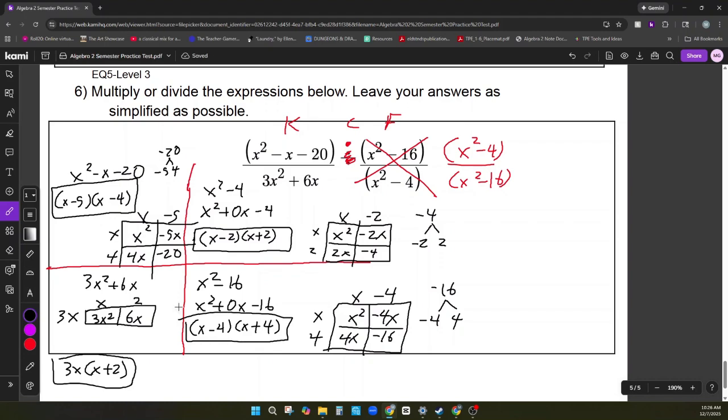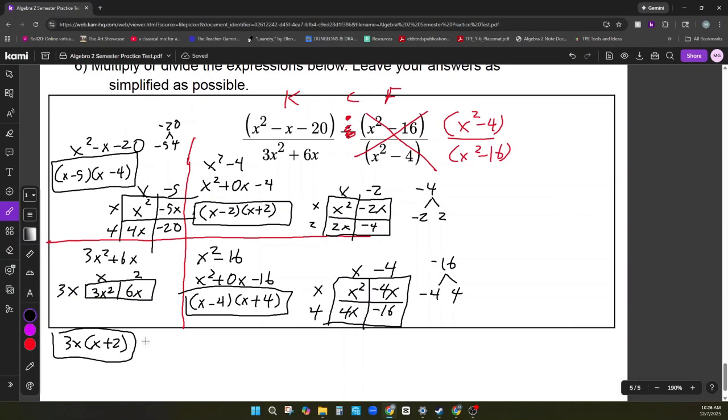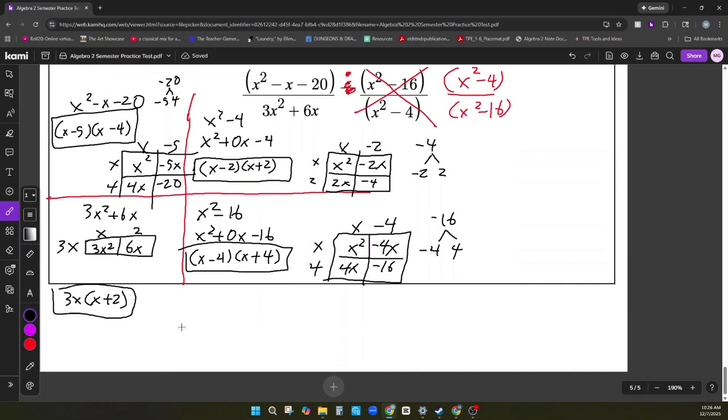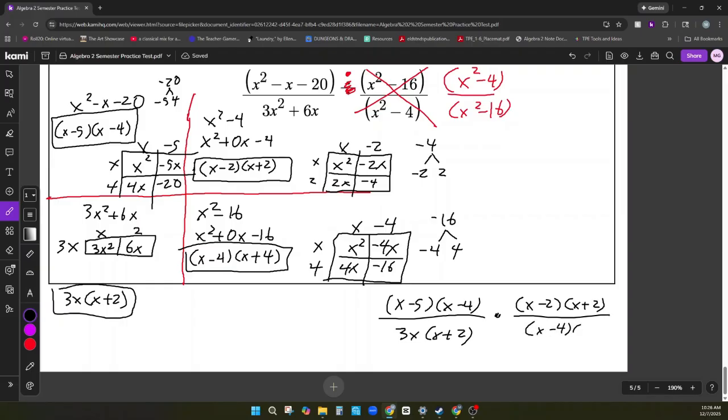Now that I've factored all four components, I am 80% of the way there. Now I just need to bring everything together, cancel, and then write out my final answer. So let's go and write this out. I'm going to rewrite my fractions in factored form. Let me do this down here because I'm going to need room. So I'm going to do x minus 5, x minus 4, all over 3x, x plus 2, times x minus 2, x plus 2, all over x minus 4, x plus 4.